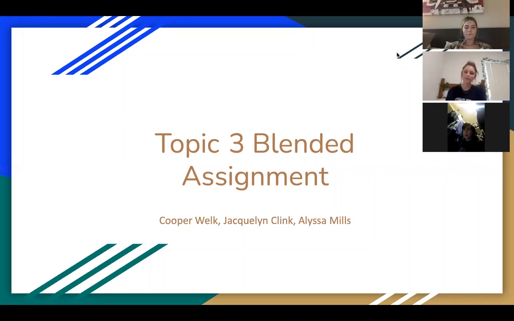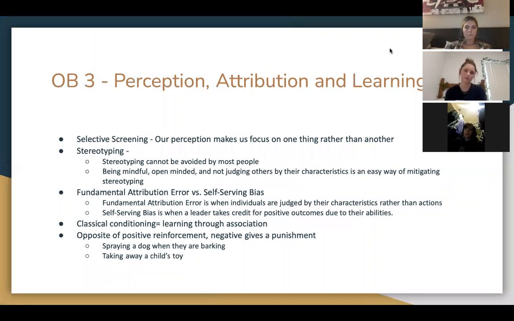This is the topic 3 blended learning assignment by Cooper Welk, Jacqueline Klink, and Alyssa Mills. The first topic in topic 3 is OB3, which talks about perception, attribution, and learning.